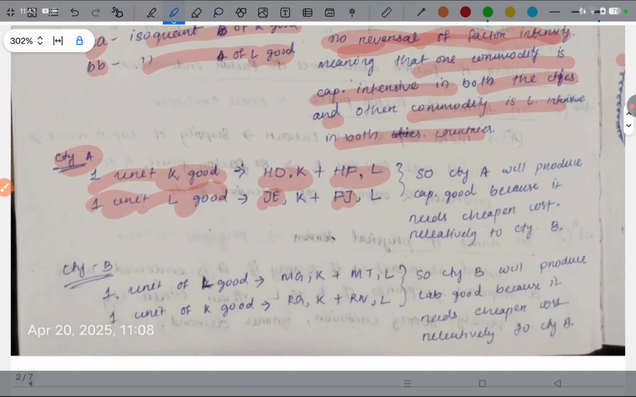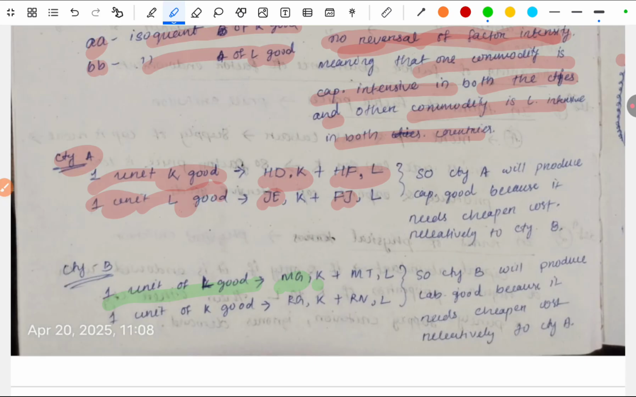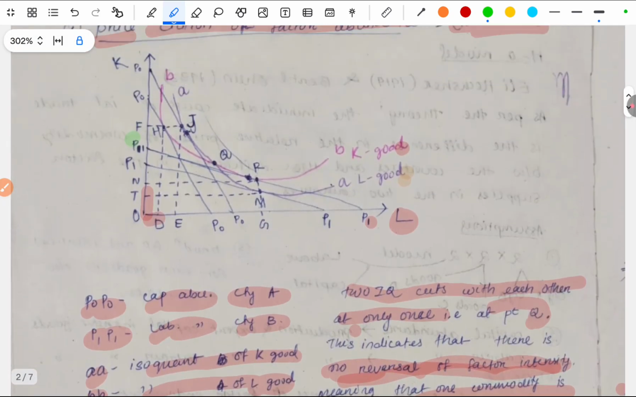Likewise, in country B, 1 unit of labor good needs MG of capital and MT of labor. To produce one unit of capital good it needs RJ of capital and NR of labor. It means that for the same unit of labor, it needs more capital to produce capital goods. So why should it specialize in this production? It will try to produce labor intensive goods with the same labor and less capital.